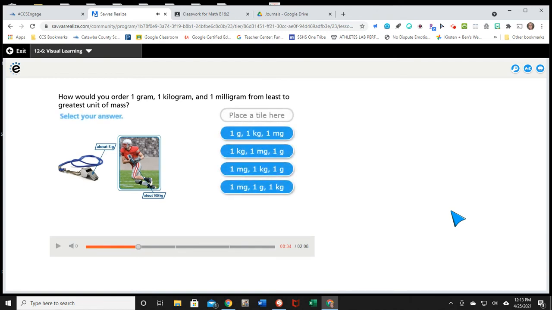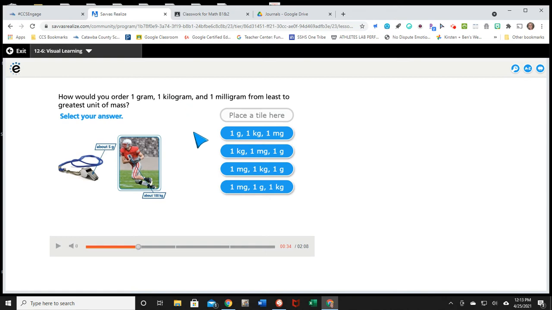All right, so just think about it. Select your answer. It's going to be what we have been working with as far as the prefixes and where they sit with their values in the place value chart. So we know the gram is the unit. We know that there are 1,000 milligrams in a gram, so that's the smallest. And we know that 1,000 grams make up a kilogram, so that's the largest.